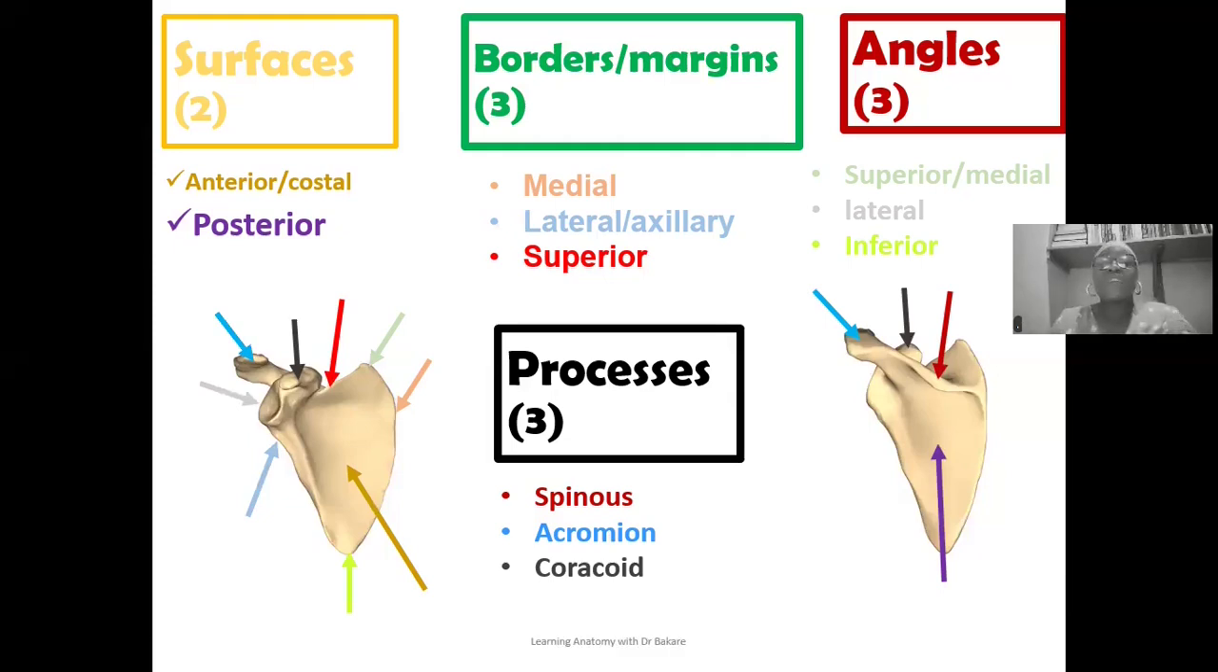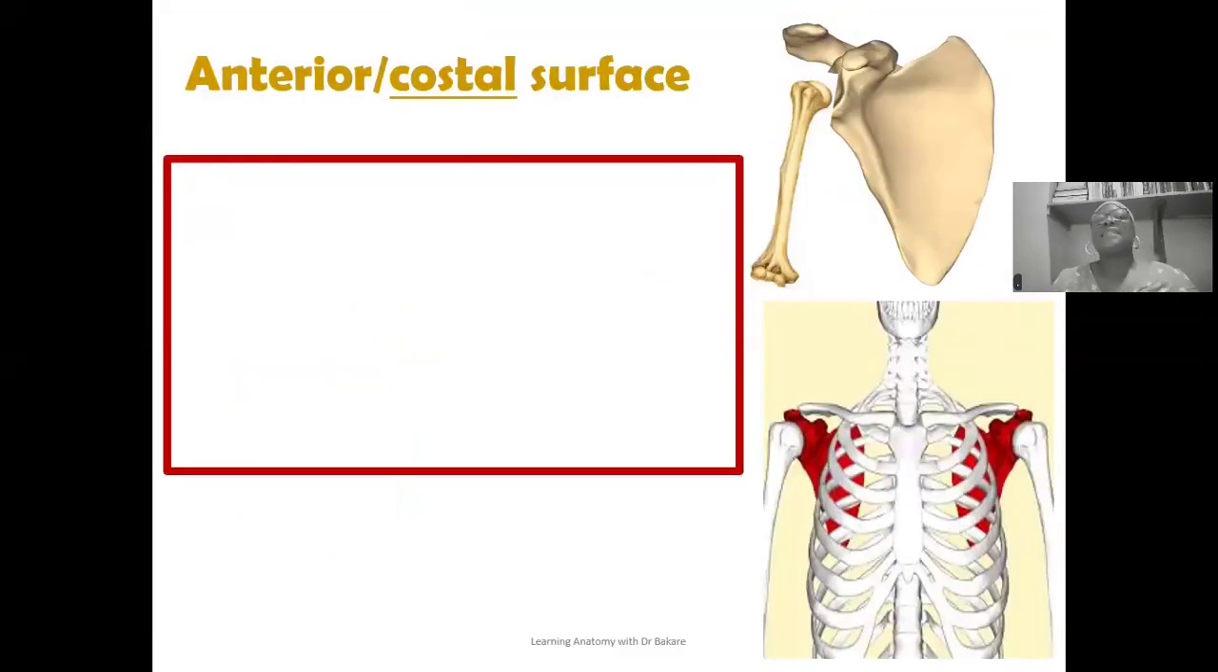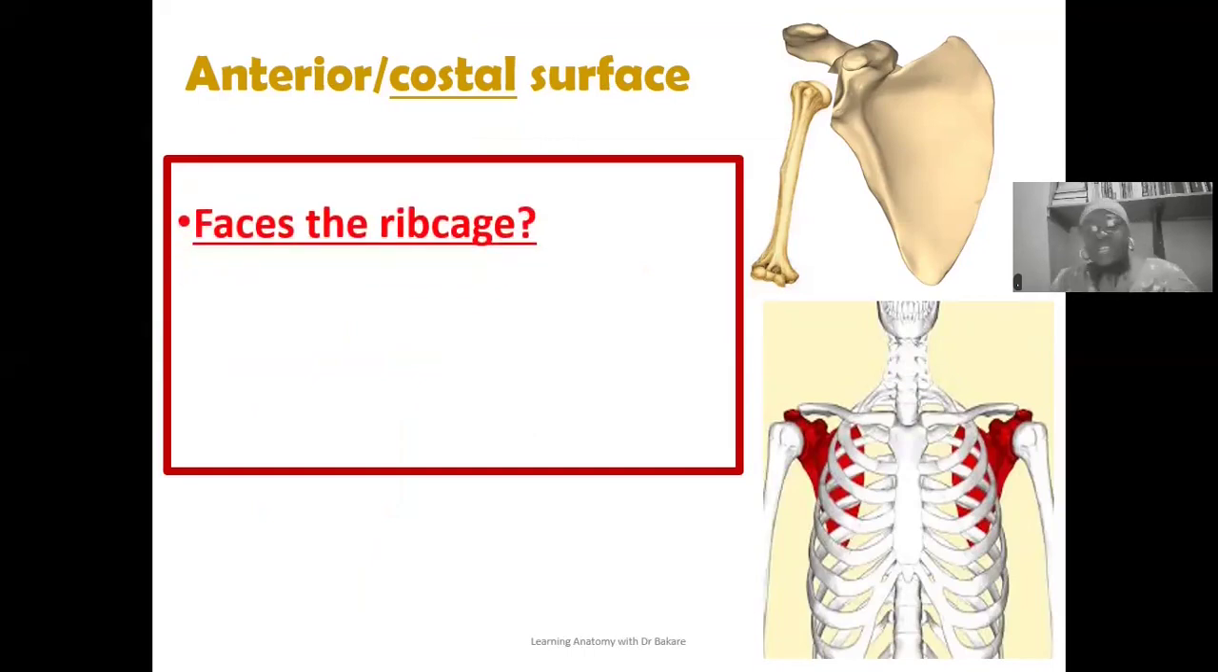We would be delving into each of these that we have highlighted, and we'll be establishing the different muscles also that are related to the different sub-regions. So first, let's look at the surfaces, and here we'll be looking at the anterior surface. The anterior surface is the region that faces the rib cage. If we try to use this upper image, this is the anterior view, hence this is the anterior or the costal surface.